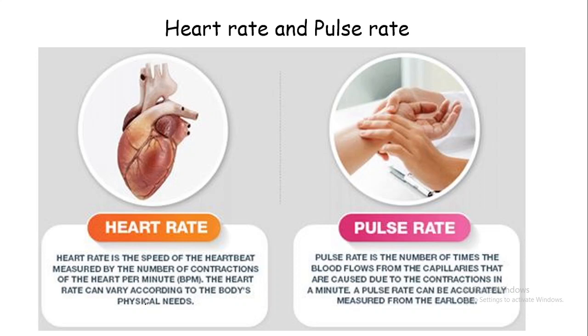What is pulse rate? Pulse rate is the number of times the blood flows through the capillaries due to contractions in a minute. A pulse rate can be accurately measured from the earlobe. You just have to hold the palm, as shown in the figure here. This is where the pulse is felt.